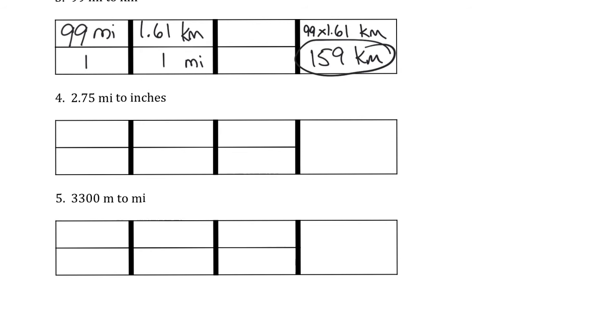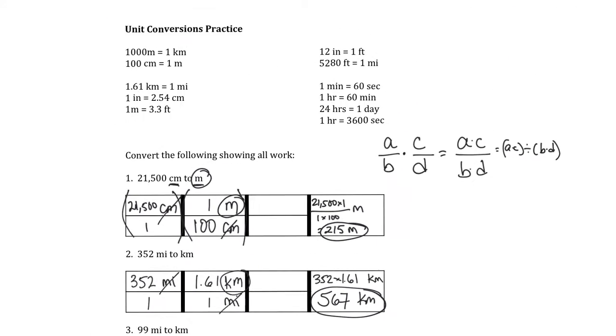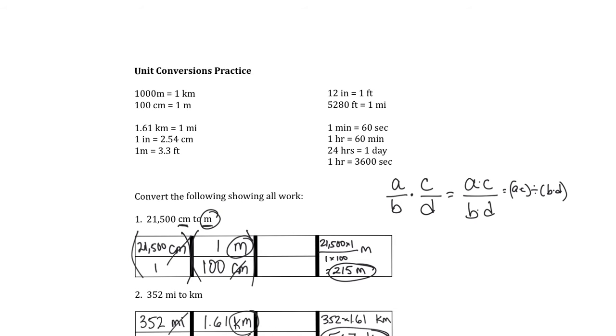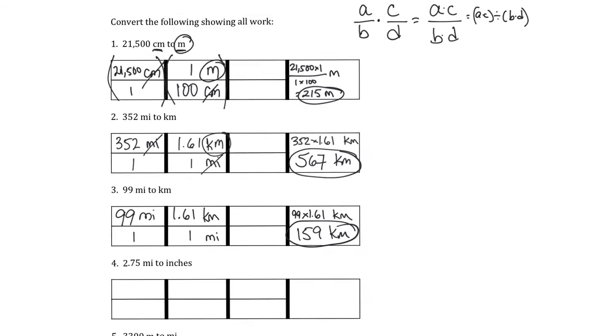All right, let's take a look at number 4. So miles to inches. Well, if you look up here, you're going to see miles here. You're going to see inches here. You're going to see miles here. And you're going to see inches here. Okay. We are not going to find one thing that's going to get us from miles to inches, but we could do miles to feet and then feet to inches.